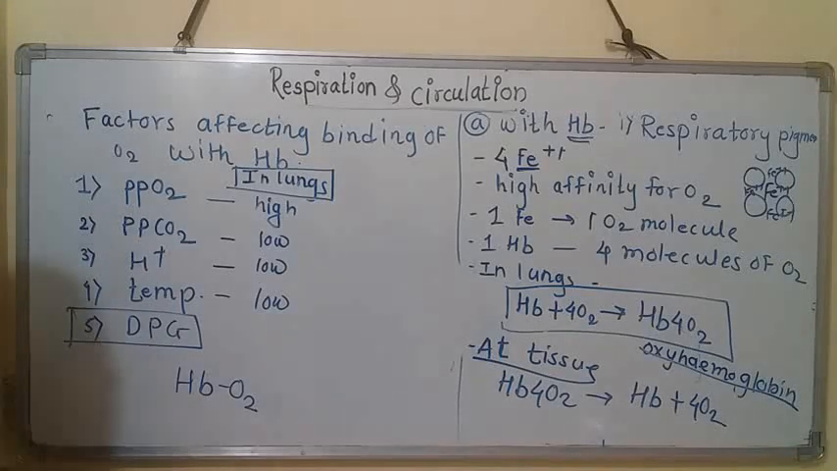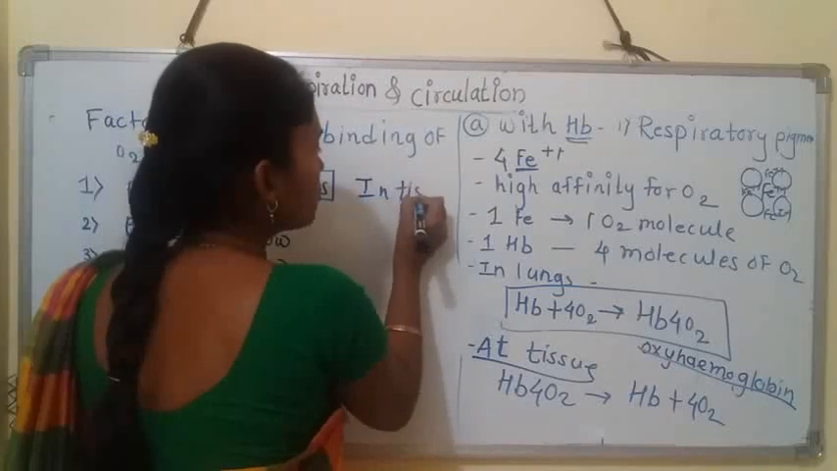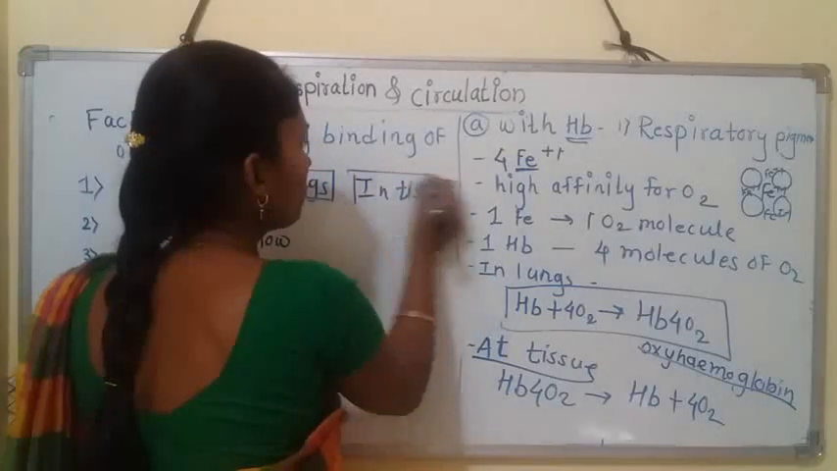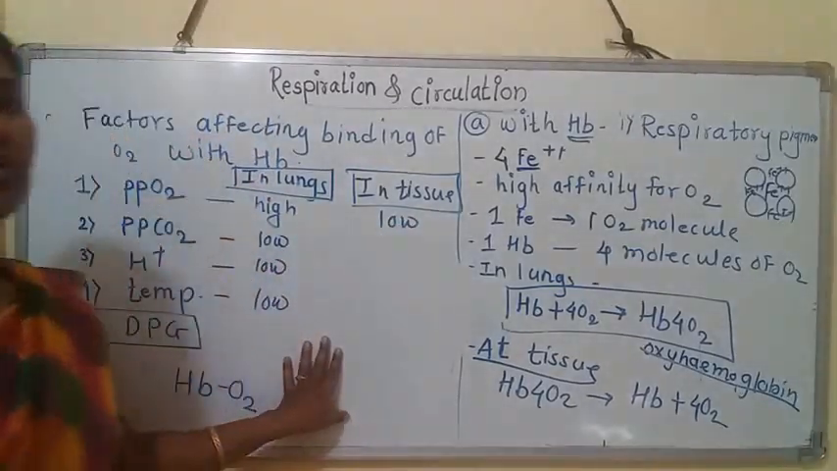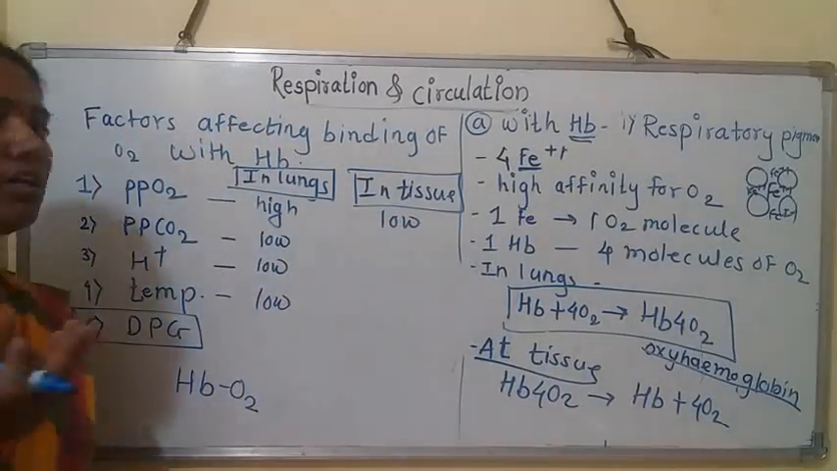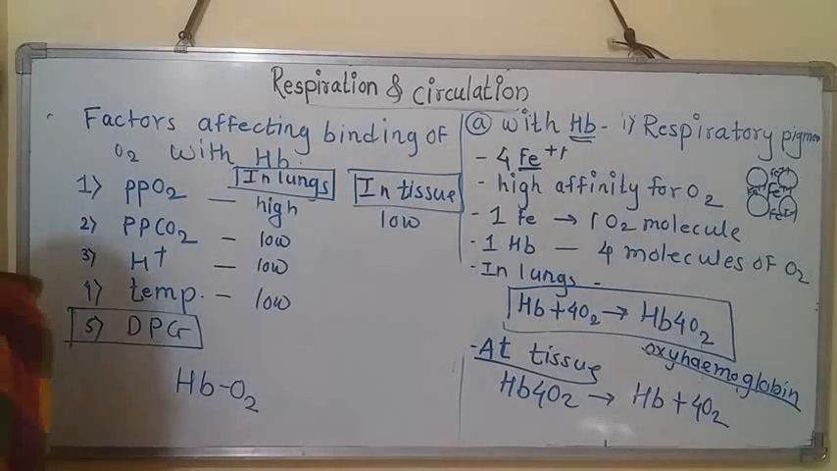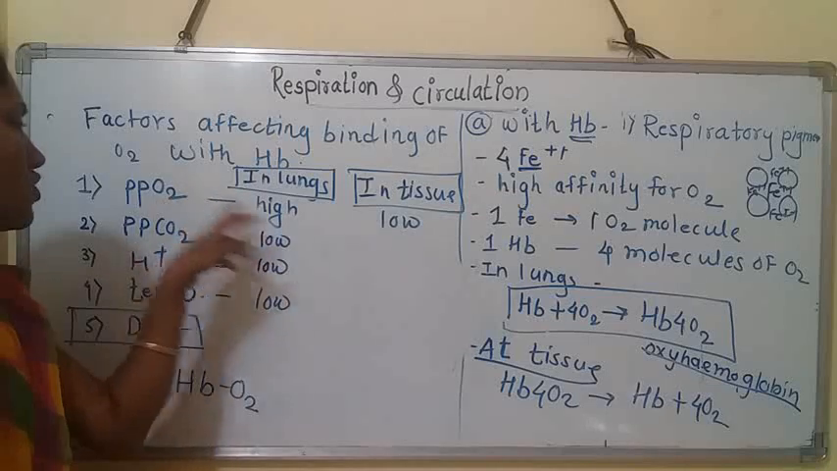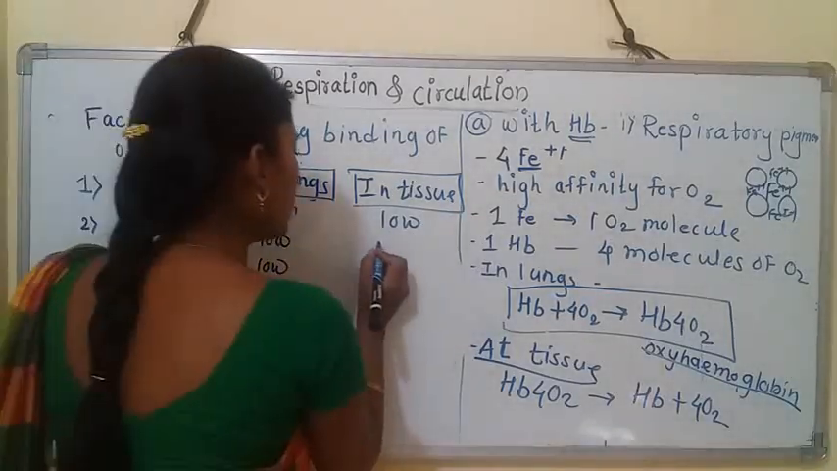Now what happens in tissue? In tissue there is low concentration, or low partial pressure, of oxygen. In the tissue, oxygen is utilized for various activities, for various cellular work. Because of that, partial pressure of oxygen is low in the tissue. Now partial pressure of CO2 is high.